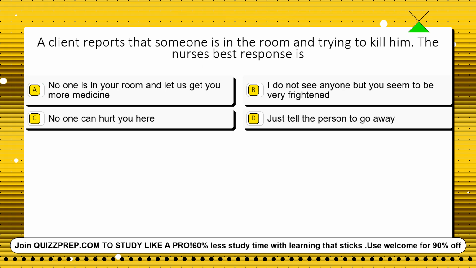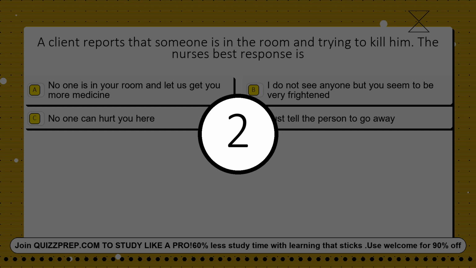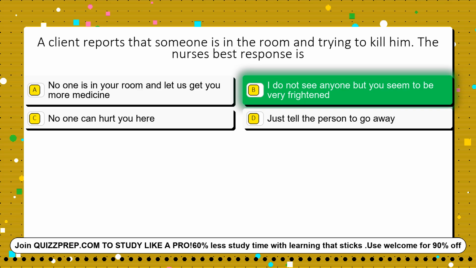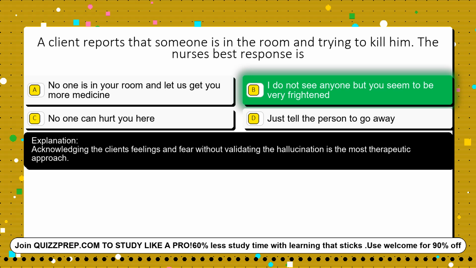Question 110. A client reports that someone is in the room and trying to kill him. The nurse's best response is: Option A, no one is in your room and let us get you more medicine. Option B, I do not see anyone but you seem to be very frightened. Option C, no one can hurt you here. Option D, just tell the person to go away. The correct answer is option B. I do not see anyone but you seem to be very frightened. Acknowledging the client's feelings and fear without validating the hallucination is the most therapeutic approach.